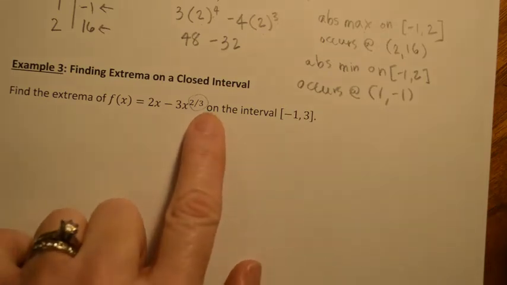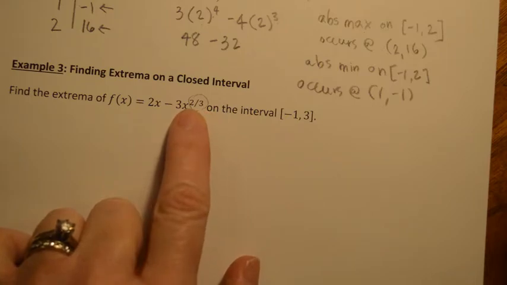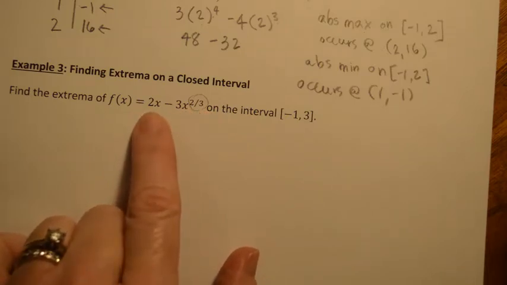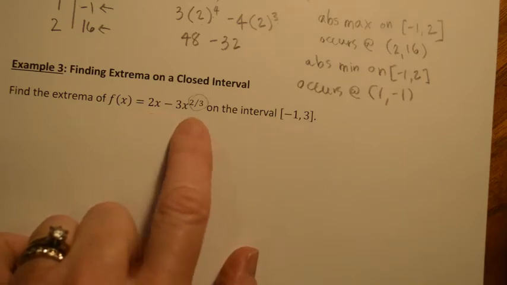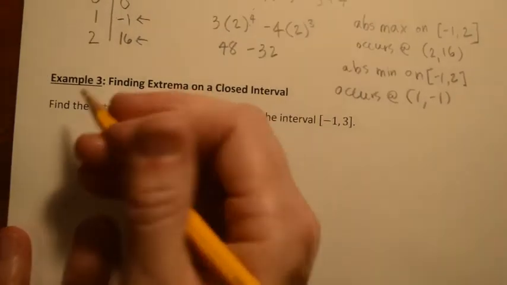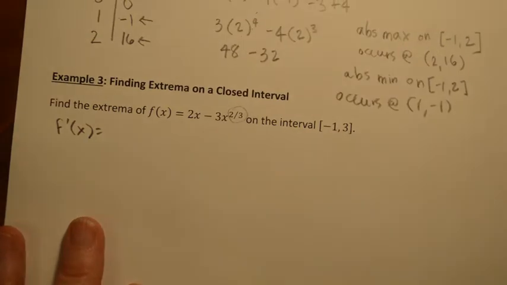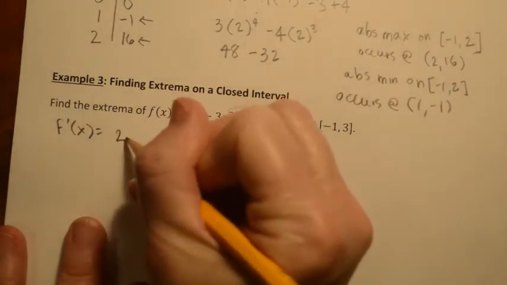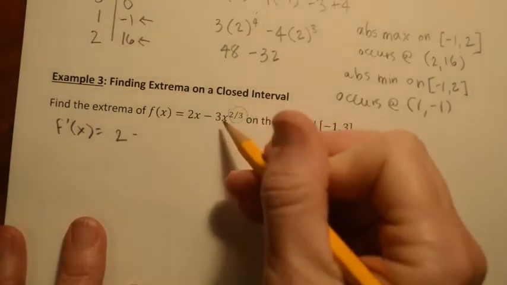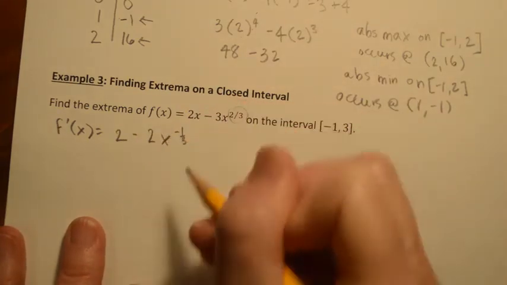We're just taking cube root and then squaring it. Cube root is continuous everywhere. Squaring is continuous everywhere. That's just a polynomial right there, that part. So yes, this is continuous everywhere, specifically on the closed interval -1 to 3. So then let's take the derivative. So we end up with f prime of x equals 2 minus, we bring that down and we get a 2x to the -1/3.